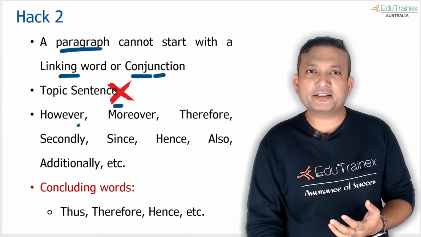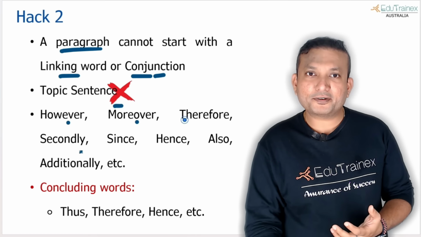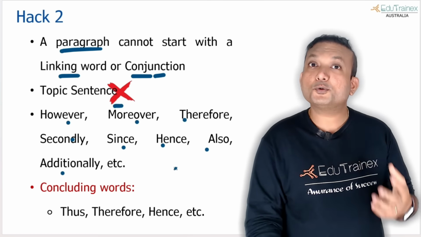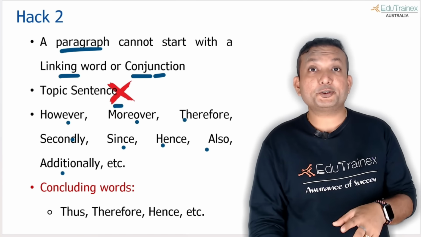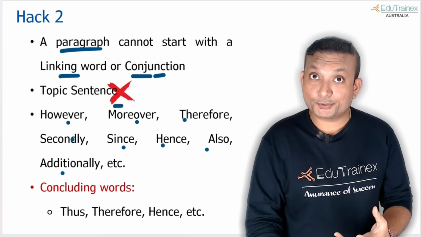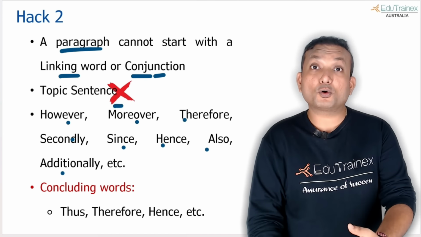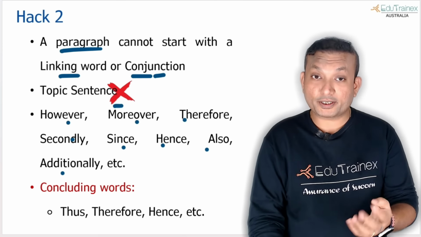So if you see any words like this, however, moreover, therefore, secondly, since, hence, also, additionally, those will not be the topic sentence. As I said to you, there are some exceptions to this rule, like when you are writing a complex sentence, using not only but also, or although, those kinds of things.